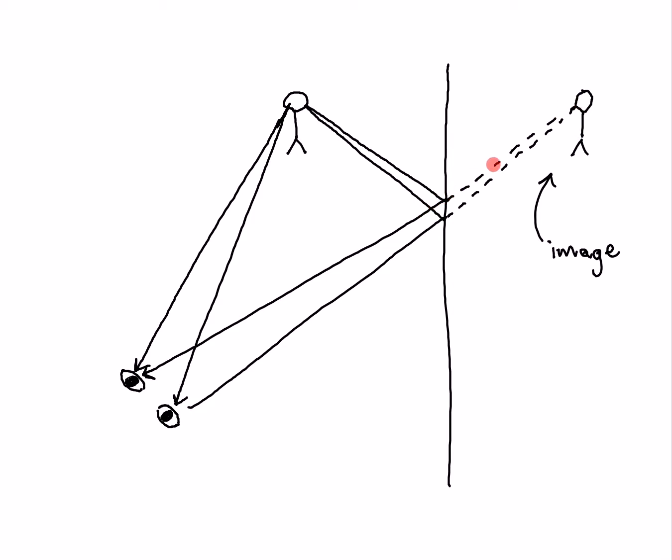And where the extrapolation intersects, we still perceive an image. Because the light rays don't actually intersect, only the backward extrapolation of them intersects, this gets a special name. This is called a virtual image. If the reflected rays actually intersect, that's called a real image. Now we don't get a real image with a flat mirror, but we will get a real image with spherical mirrors, which we turn to now.